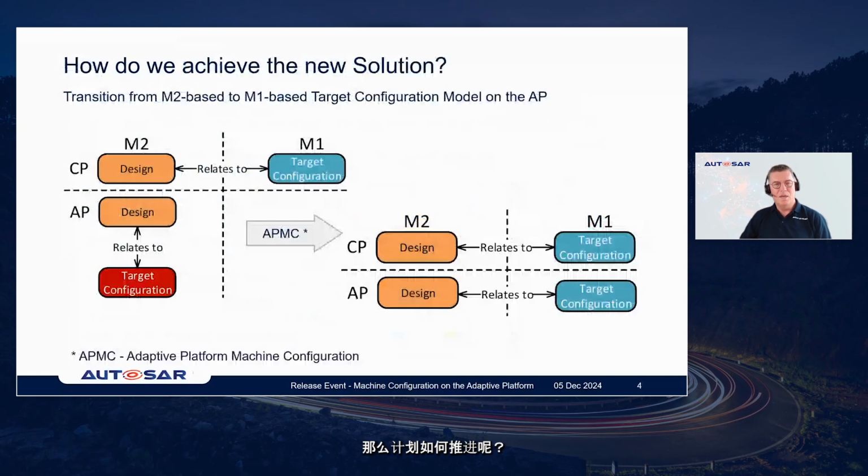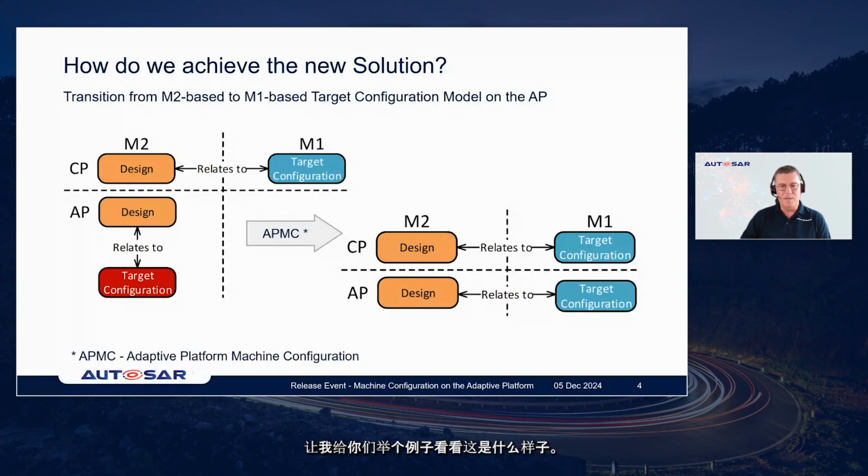So how is the plan going forward? We have a problem here. The problem has been identified. We want to have a solution, and the solution, okay, is obvious. We just switch to a situation where the general modeling strategy on the adaptive platform reflects the already successful modeling strategy on the classic platform.